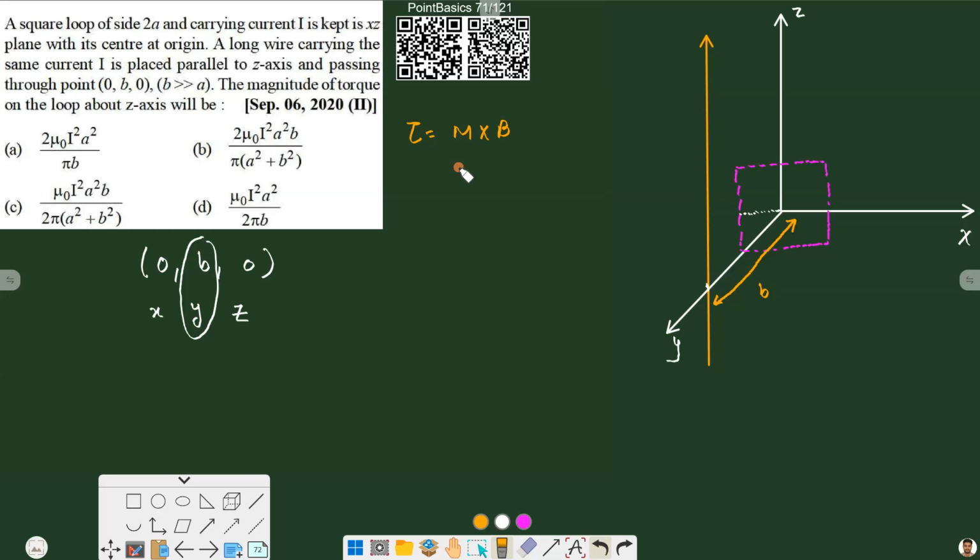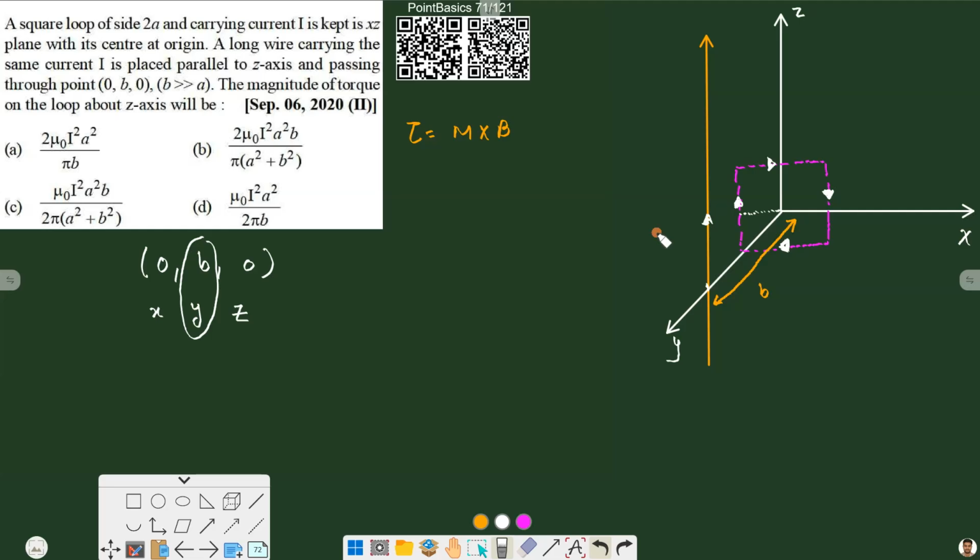First of all, let's find out the magnetic field due to this wire at the center, assuming that the current in both of these is in the same direction. So let's assume that the current in this wire is going upward, and also in this loop we assume current like this. So the magnetic field due to this wire at the center will be in the negative x direction.